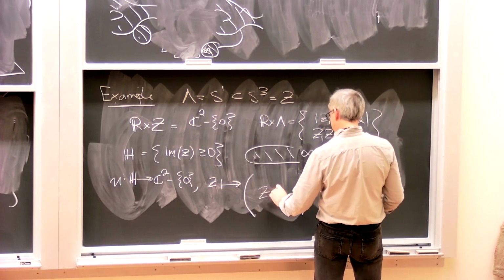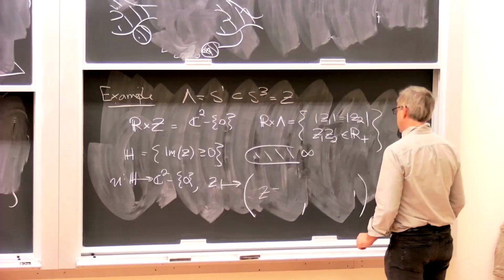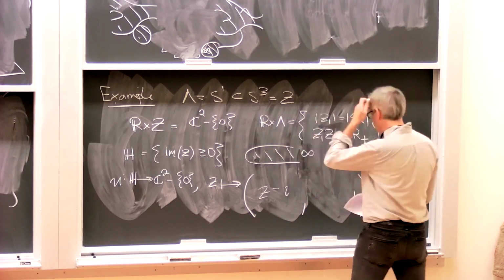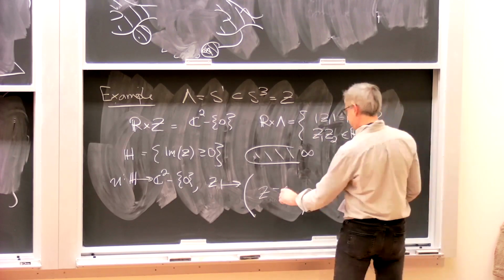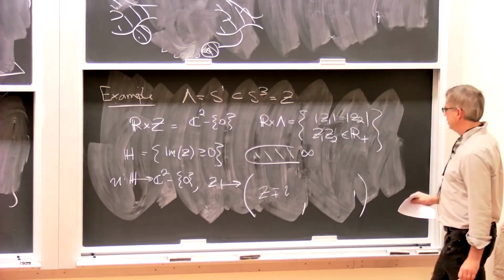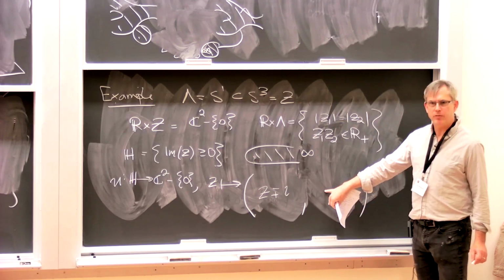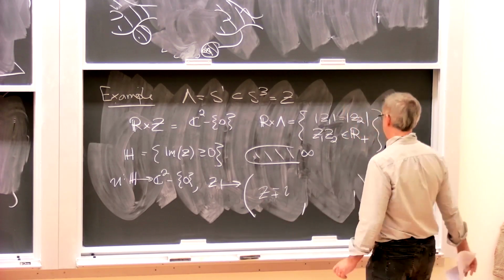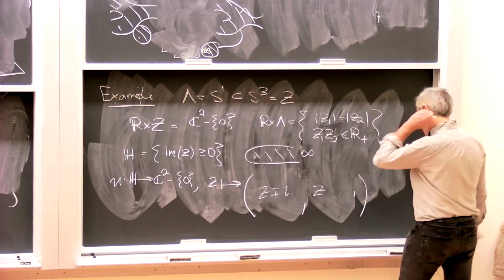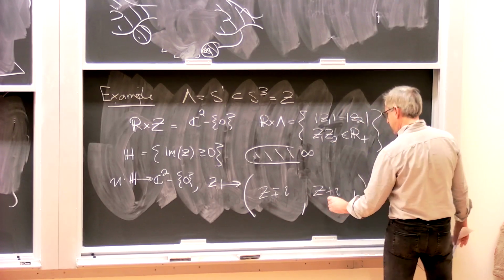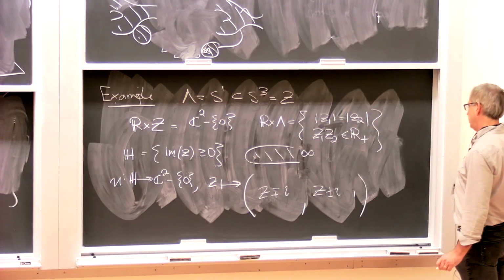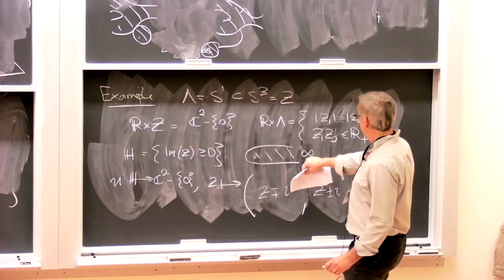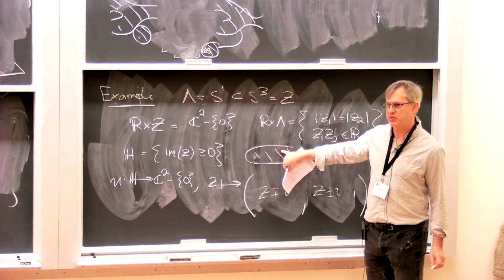So I could take something like Z minus I or Z plus I, something like that. And then I want to stick in something over here so that when I take the product, I get something real. So this could be Z plus I, or if I take the other choice, Z minus I. Okay. And it's not hard to see those are the only 2 maps with this particular domain.